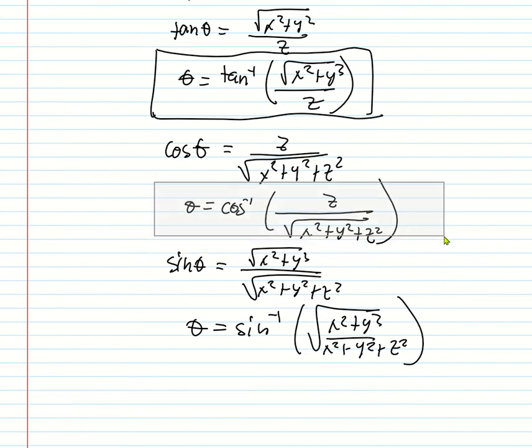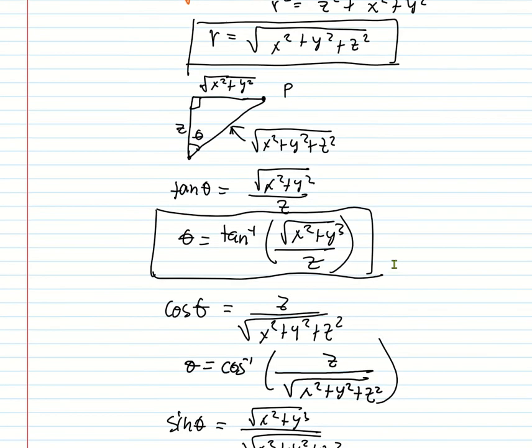This is what is mostly in the book. I've seen in the book they use this one, cosine inverse of z over the square root of x squared plus y squared plus z squared. But remember, you can use any of these formulas, but remember that theta should always be from 0 to pi only. You cannot go higher than pi. Okay, so this is how we convert.